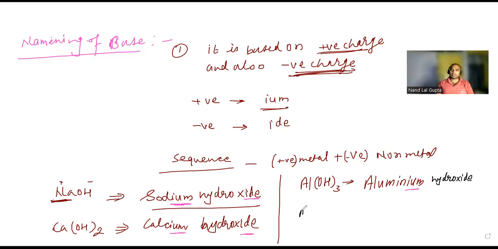After that, suppose I am writing Ba(OH)2. Tell me the name of this one. What will be the name of this?